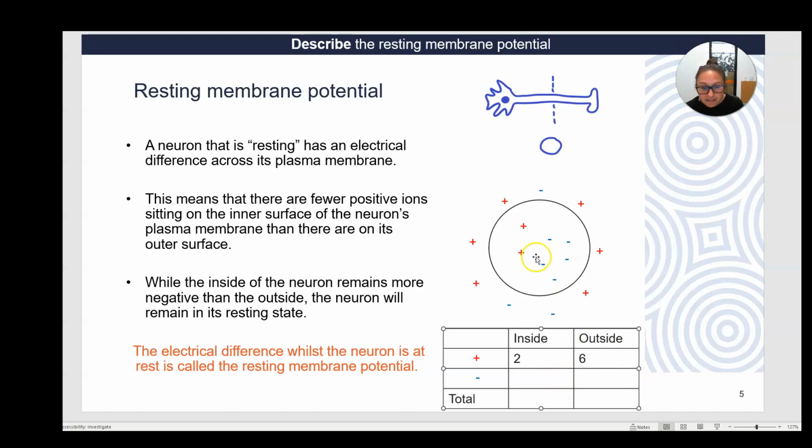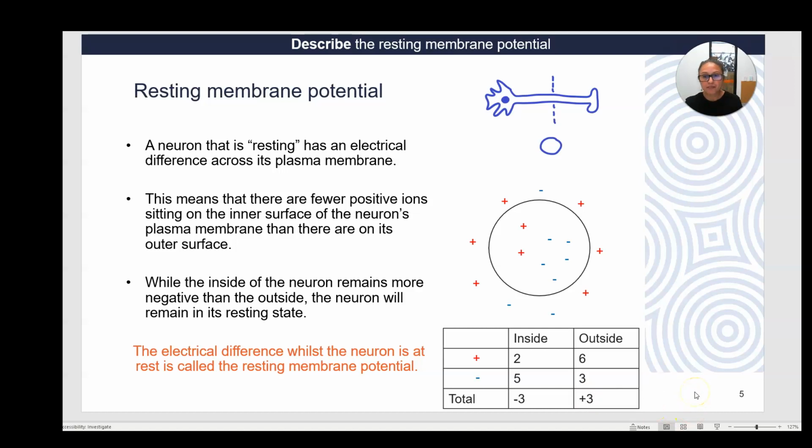How many negative ions do I have inside my neuron? 1, 2, 3, 4, 5. How many negative ions do I have outside of my neuron? 1, 2, 3. Okay, so I've got 2 positives and 5 negatives. It's going to give me -3. If I have 6 positives and 3 negatives, I'm going to have a charge of +3.